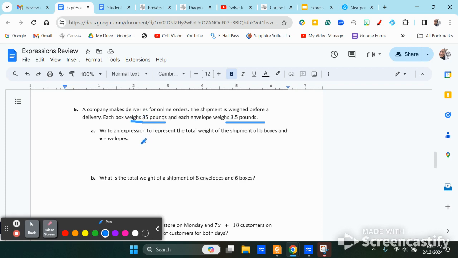Since each box weighs 35 pounds, I'm going to multiply 35 times the number of boxes, which is B. And since the envelopes weigh 3.5 pounds each, I'm going to multiply the weight of the envelope times the number of envelopes. And then to get the total, I'm going to add them together. So there you go. I've written the expression.